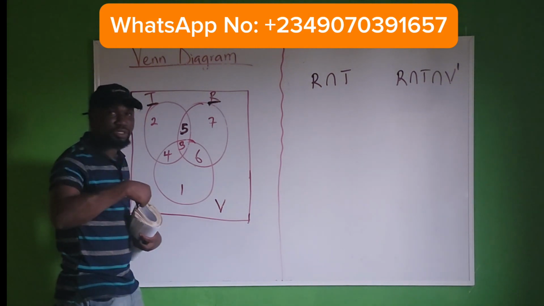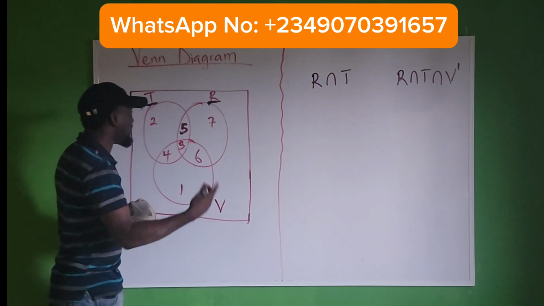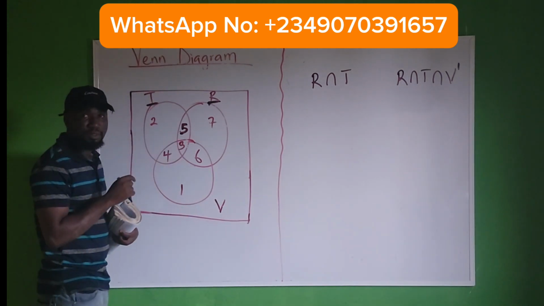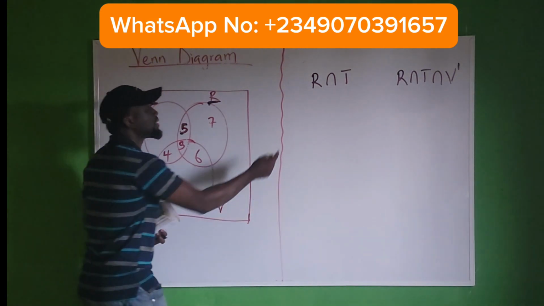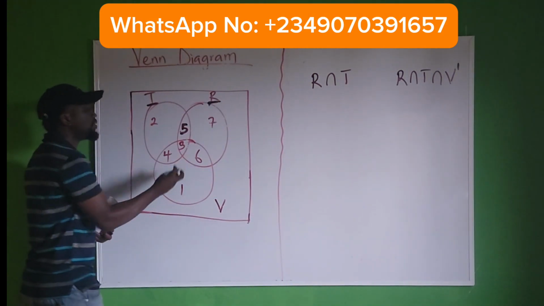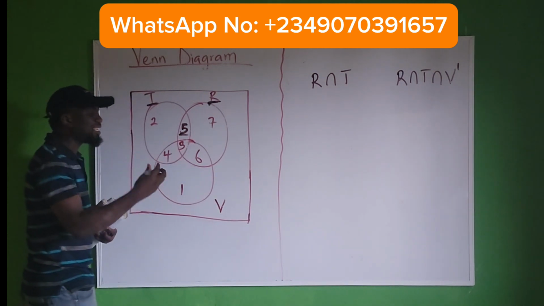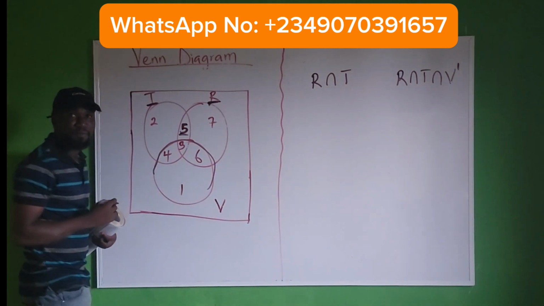So back to the question now. Let's say we are told to find radio and television only. Then the answer is going to be 5. Are you getting my point now? But we are told to find radio and television. So if radio and television only is 5, we are not excluding that of V, that of video. It's not excluded.